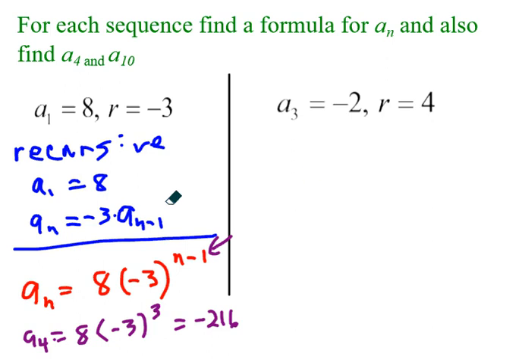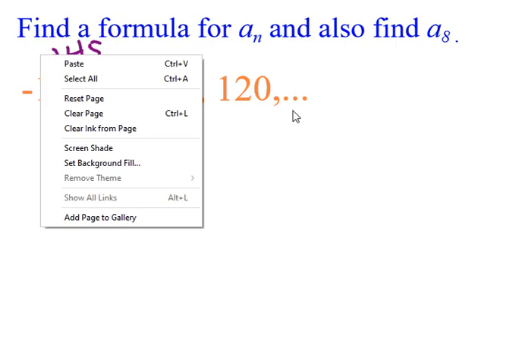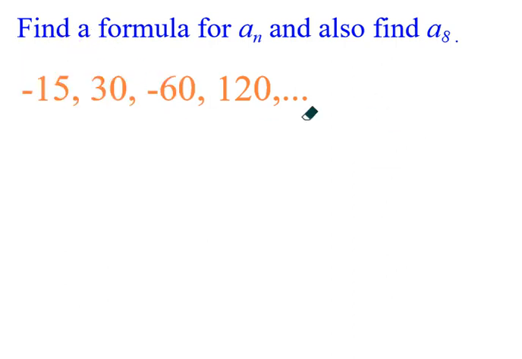Okay, so I think we're going to skip this other one, and we're going to try one like this. I want to find a formula for an, and also for a8. So the first thing I have to do is recognize that this is geometric. Generally, I always think arithmetic first. So I might say, how am I adding to get here? Well, I go up 15 to 0, so this would be plus 45. But if I add 45, there's no way I'm going to end up at -60. The fact that it's alternating makes it pretty clear it's not arithmetic. So geometric.